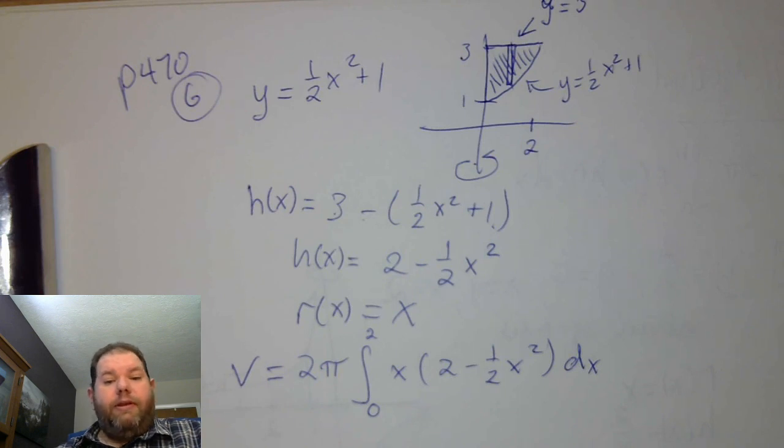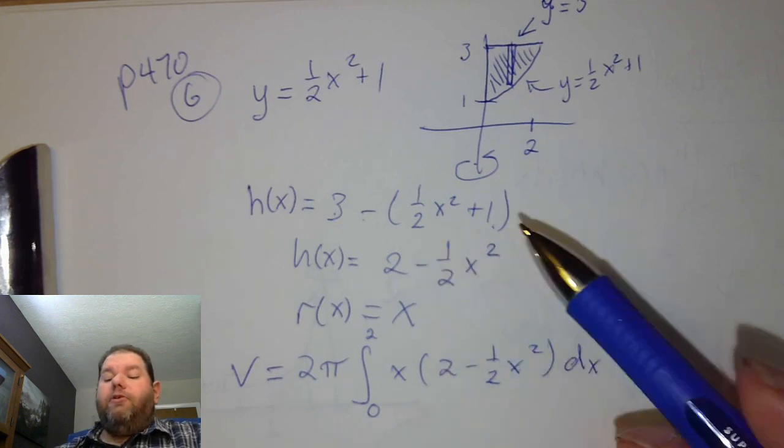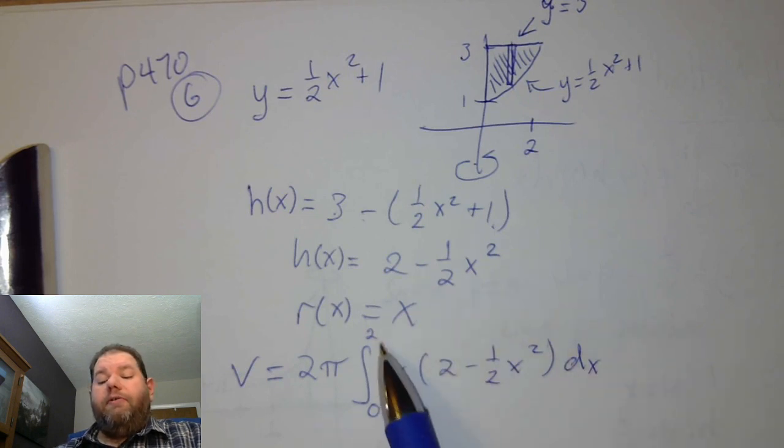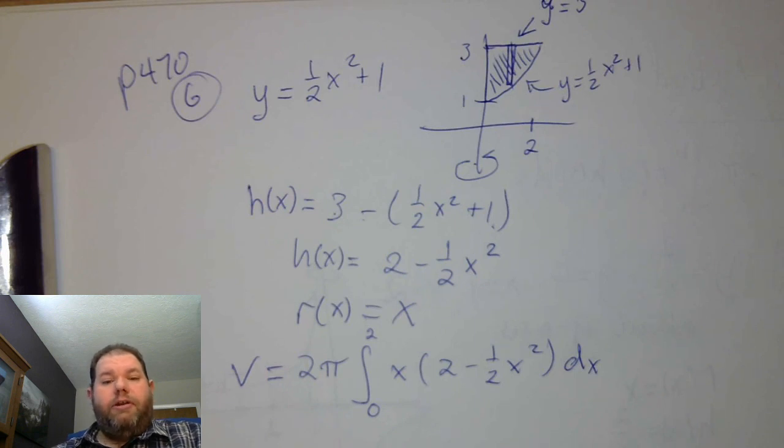Now, just like with the disk and the washer method problems, the most difficult portion of the problem is just getting to this point where we can write a formula for the volume in an integral. We established what h of x was, we established what r of x is, and we found the limits of integration. Those are the three different things we really need to identify in order to complete our shell method integration. And so now that we have everything we need, we can go ahead and perform the actual integration.